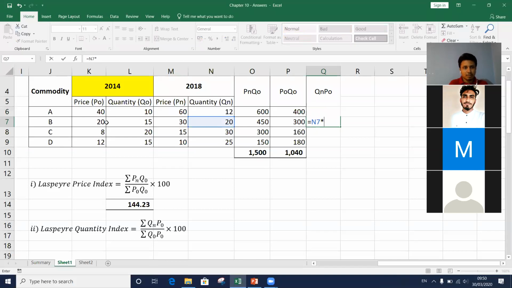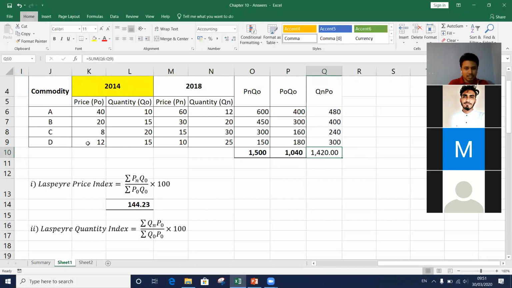Right? Here current year quantity is 20. This needs to be multiplied by base year price, which is 20. For commodity C, current year quantity is 30. We need to multiply it by the base year price, which is 8. For D, current year quantity is 25. Base year price is 12, giving 300. Right. Sigma Qn into P naught is therefore 1420.